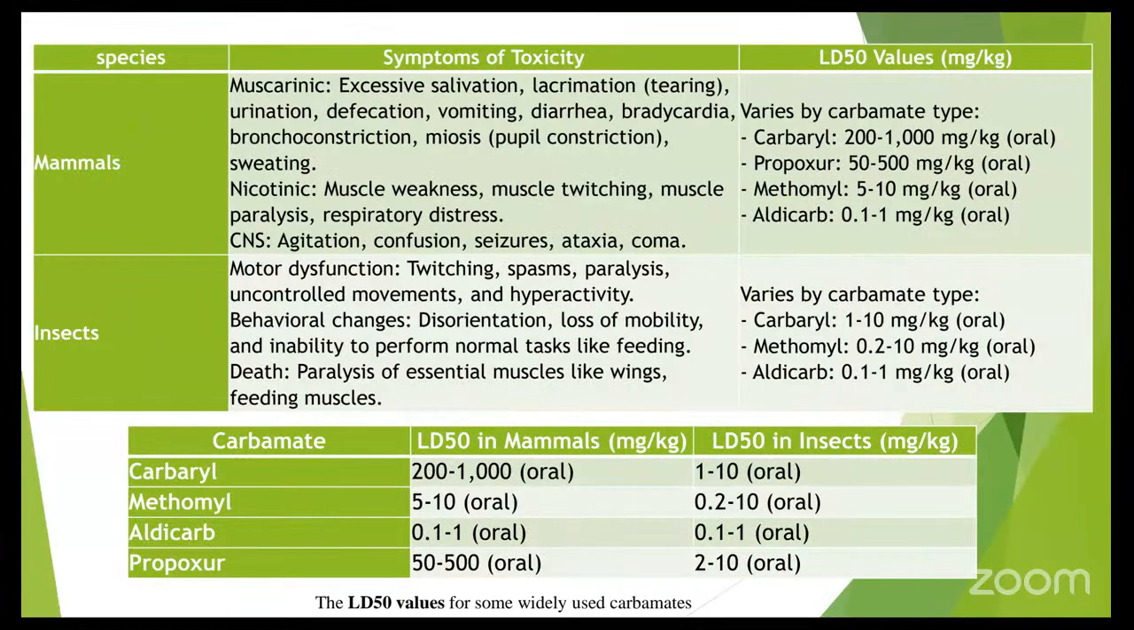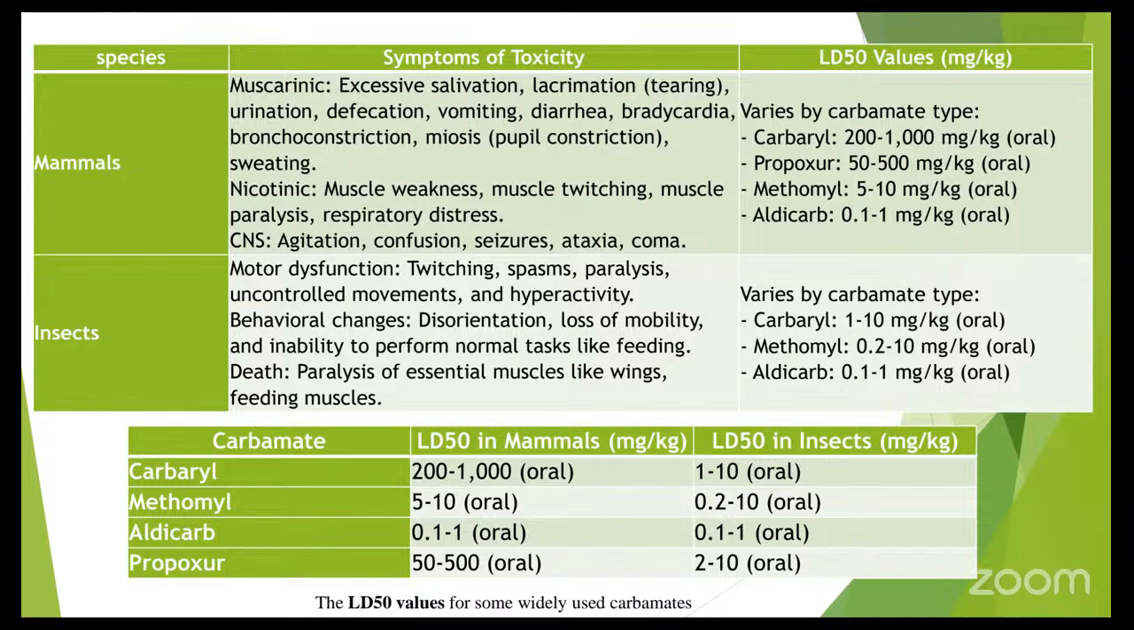Coming to the symptoms of toxicity in mammals and insects: through muscarinic and nicotinic receptors. In muscarinic receptors, excessive salivation, lacrimation, urination, defecation, and pupil constriction can be seen. In mammals, when nicotinic receptors are affected, muscle weakness, muscle twitching, and muscle paralysis can be observed. The LD50 value of carbaryl is 200 to 1000 mg per kg orally, and propoxur is 50 to 500 mg.